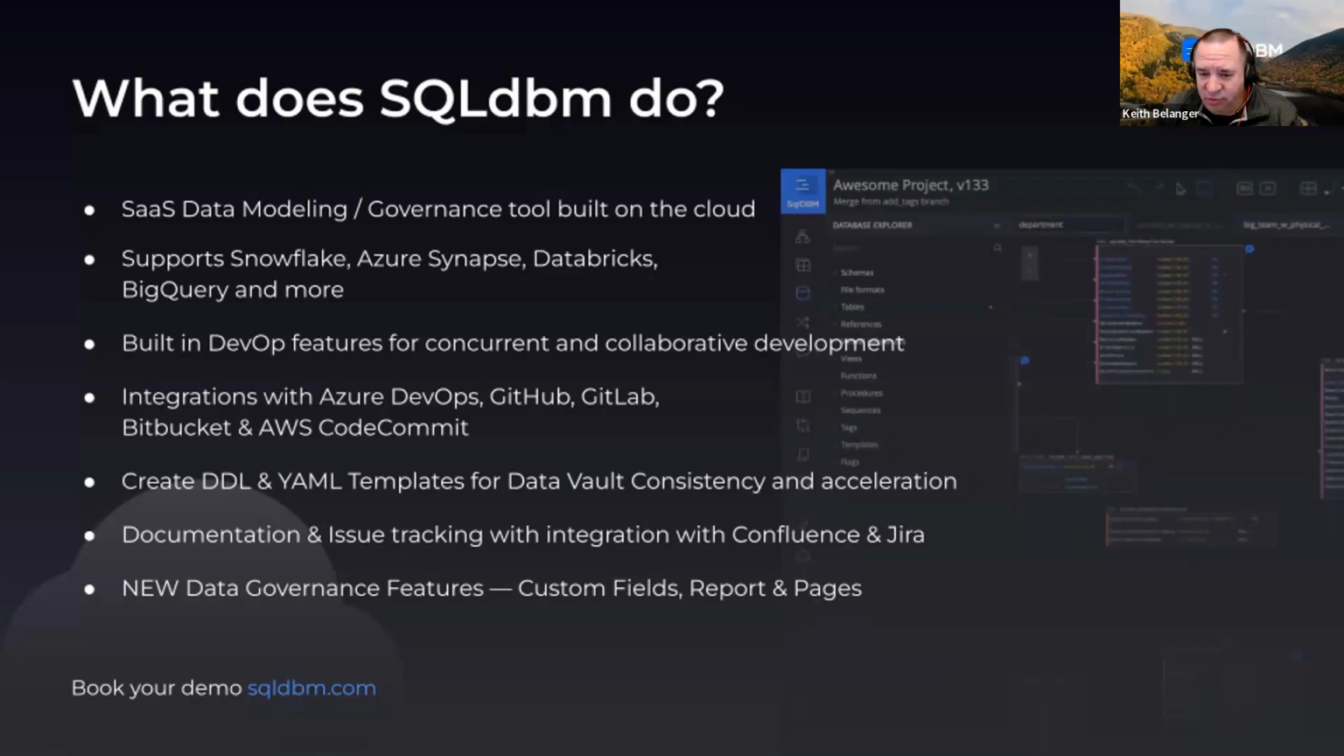Data modeling, as we all know, is one of the three pillars, but SQL DBM is built to support the other pillars in terms of methodology and architecture. So we talked about many of the data platforms, but we also integrate with source code management solutions, as well as other data project management and agile solutions like Jira, so that you can have that direct integration amongst those technologies. We also do some more advanced stuff in terms of the DDL and more organizations using YAML, so accelerating the ability to do YAML.